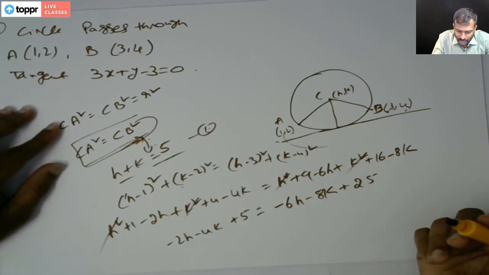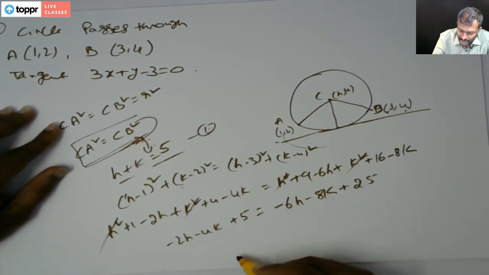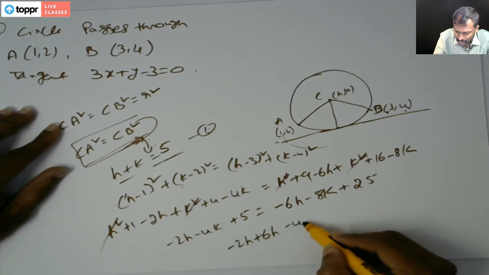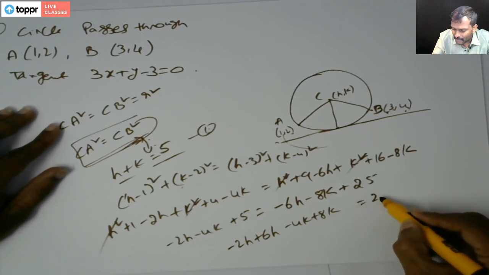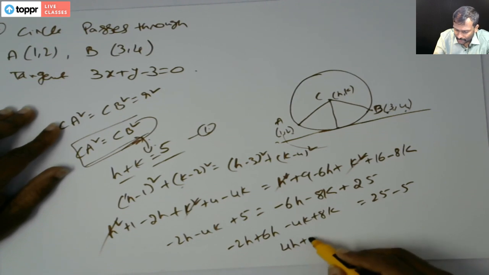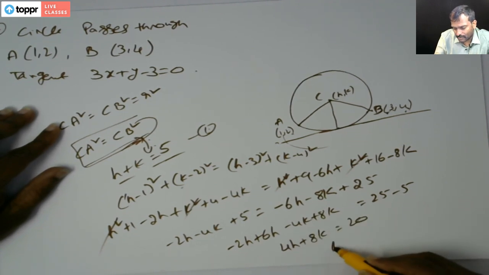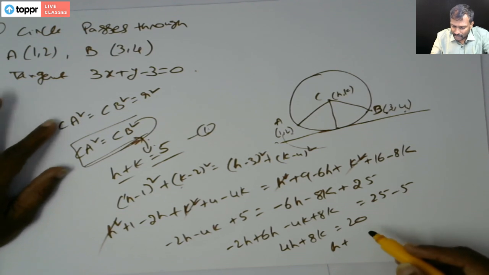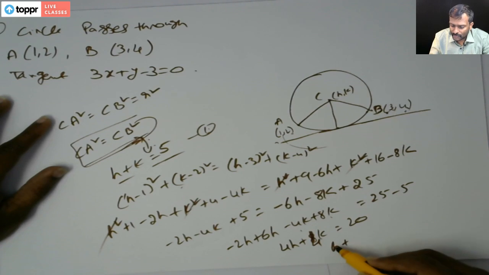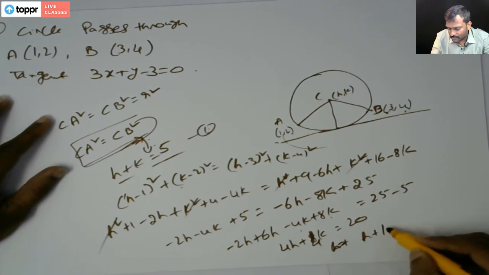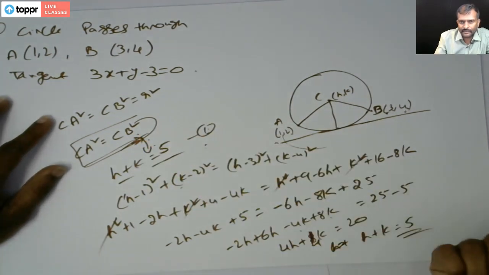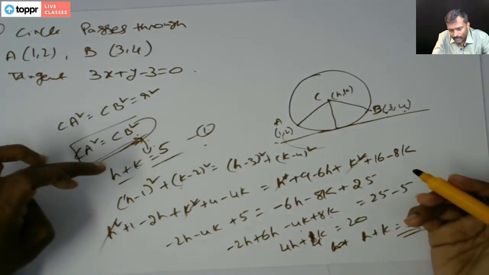Now bring all the terms in h and k to one side. So minus 2h plus 6h minus 4k plus 8k equals 25 minus 5. So when you subtract, this is 4h plus 4k is equal to 20. Sorry, this is 4k. 8k minus 4k is 4k. So if we divide by 4 on both sides, we simply get h plus k is equal to 5. This is equation 1 from this. Right, so we got this one.